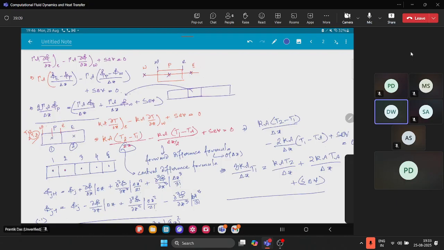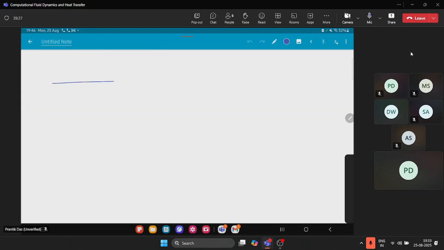Okay. So now what I have to do is derive it for the right hand side cell centroid itself, the right hand side part. For that I have to draw the control volume.